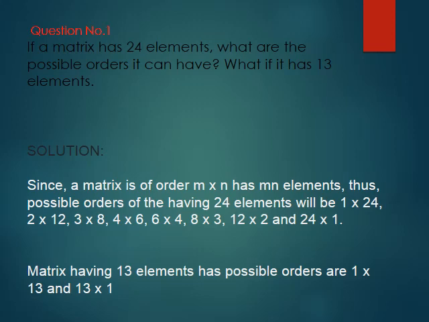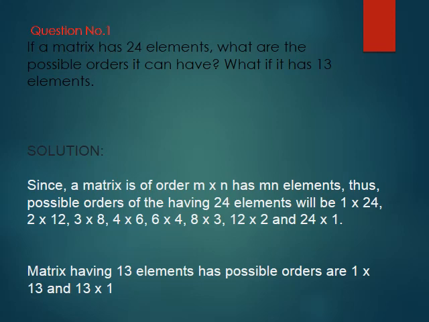These 24 elements can be arranged in a single row. So it can be a row matrix, with one row and 24 columns. If we arrange the 24 elements in two rows, then there will be 12 columns. 2 into 12 is 24, so you will get 24 elements. Similarly 3 into 8, 4 into 6, 6 into 4, 8 into 3, all these can be the possible orders which a matrix having 24 elements can have.